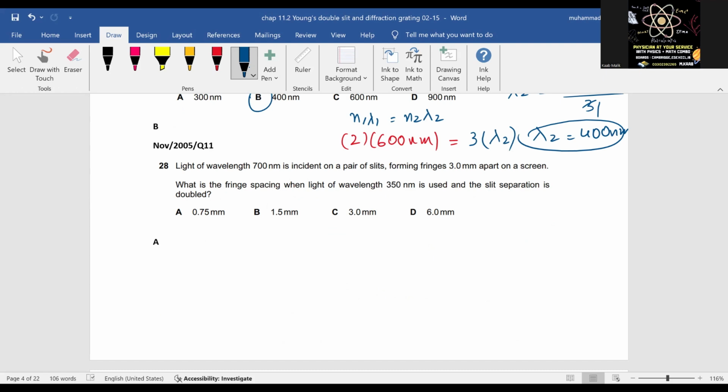Light of wavelength 700 nanometer is incident on a pair of slits, forming fringes 3 millimeters apart on a screen. What is the fringe spacing when light of wavelength 350 nanometer is used and the slit separation is doubled?